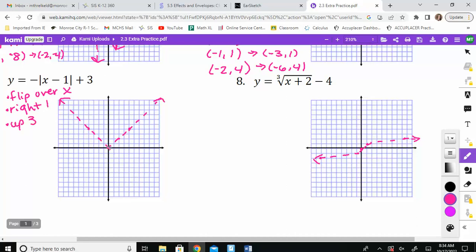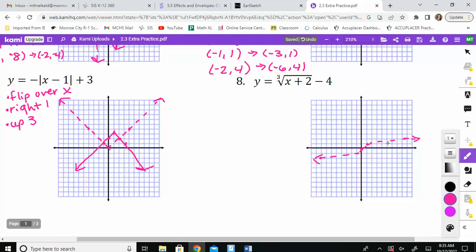Okay, so if I flip 0, 0, it doesn't go anywhere. Right 1, up 3. If I flip 1, 1, it goes down to -1. Right 1, up 3. If you flip 2, 2, it goes to 2, -2. Right 1, up 3. And you can do the same thing on the other side. So it should look like that. Sound okay?